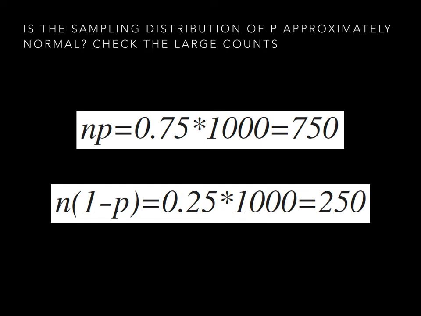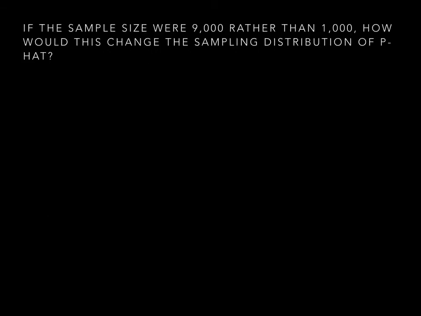Is the sampling distribution of p hat approximately normal? Well, we can check the large counts. n times p equals 0.75 times 1,000, and that equals 750. n times 1 minus p is the same thing as 0.25 times 1,000, and that equals 250. So yes, this satisfies the large counts condition.